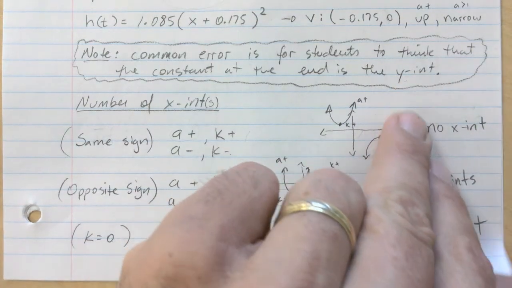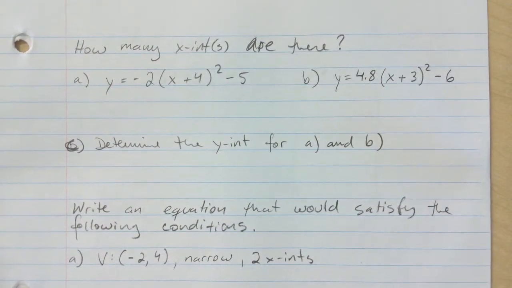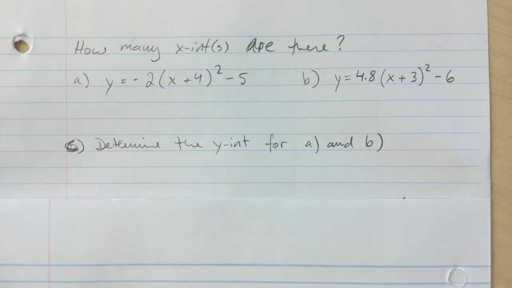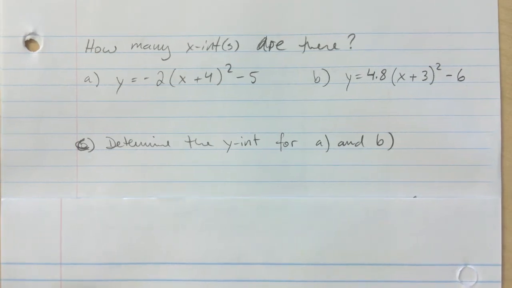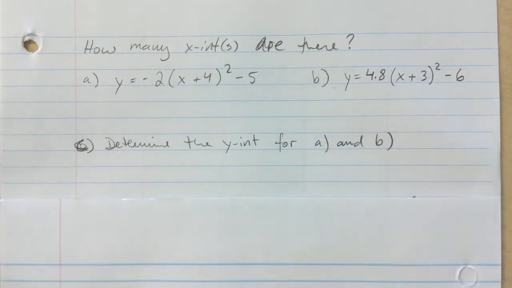Okay. All right, so I'm going to have a few examples here. I'm just going to let you copy up to there for now, okay? How many x-intercepts are there? And so this is an A, B, and a C, but the C is going to go back to A and B. Go ahead.